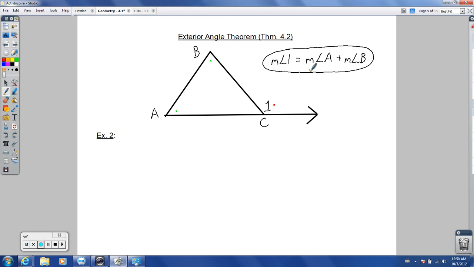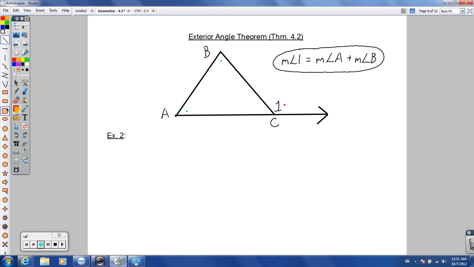If you can think about that and come up with it without memorizing it, it's much easier to come up with on a quiz or a test where you'd have to utilize that theorem. So let's do an example now where we use this theorem and put it into practice.